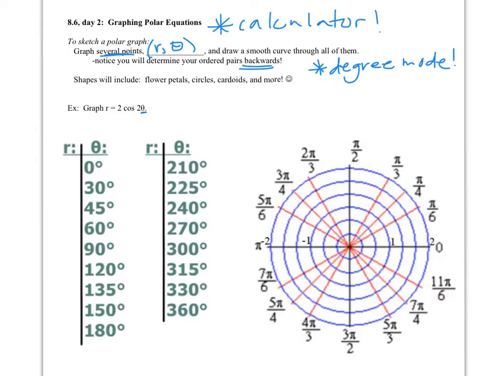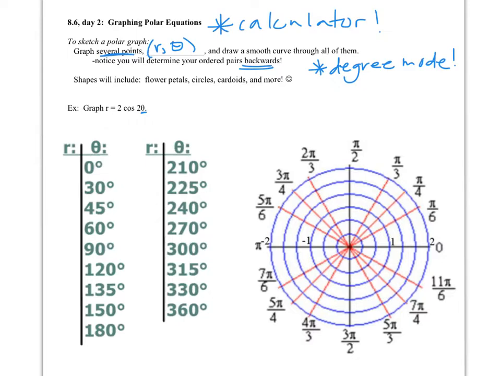When we're done though, we'll graph kind of just one quadrant at a time. We're going to get some kind of unique looking shapes. We'll have flower petals, sometimes they become just circles, cardioid shapes are kind of like hearts, and there's more than that even. So it's kind of a nice way to end the year.